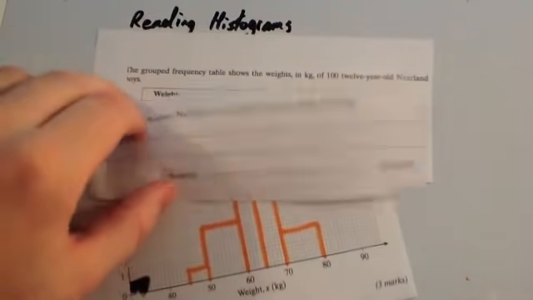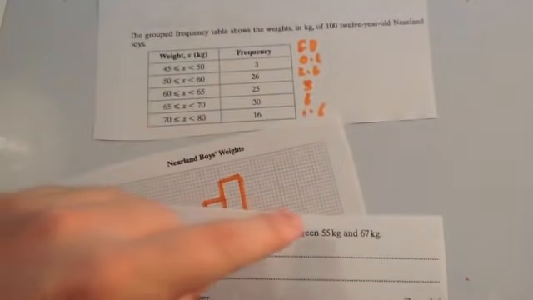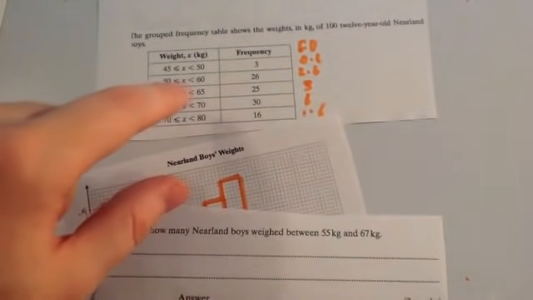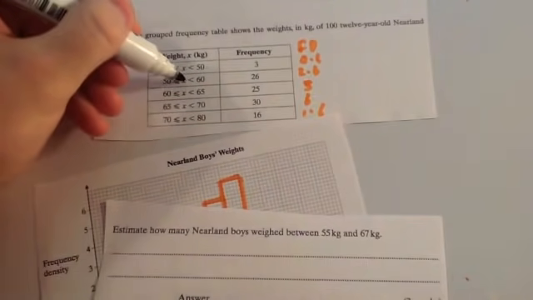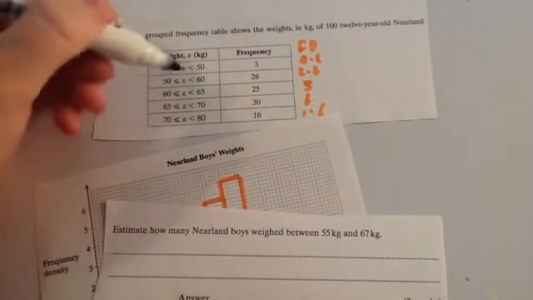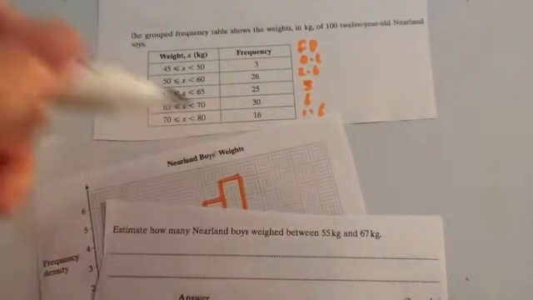Okay, well let's have a look at the table again. So the table's got weights of people, and we're trying to find between 55 and 67. So 55 to 67, so we're really looking from about here, halfway through this one, to about 67 in here. Okay, now there's different ways you can do these questions. First, you can just use the table. So you want to find from 55 to 67.